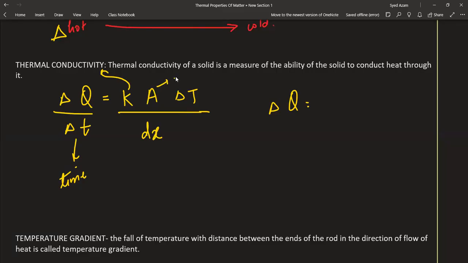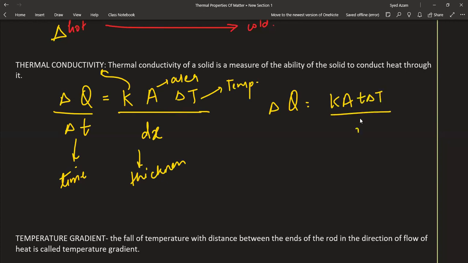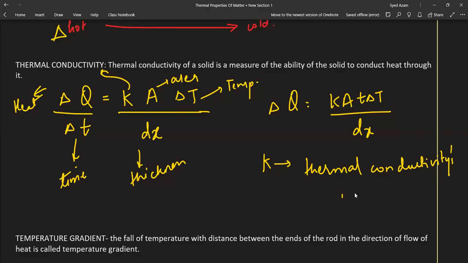What is A? A is the area. Delta T is the change in temperature. And dx is the thickness of the material. So delta Q can be written as K A delta T by dx also. Delta Q is the heat. So remember, K is the thermal conductivity, the coefficient of thermal conductivity. Clear, Aleena?